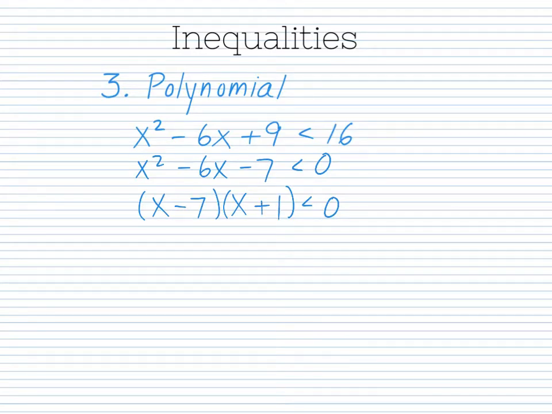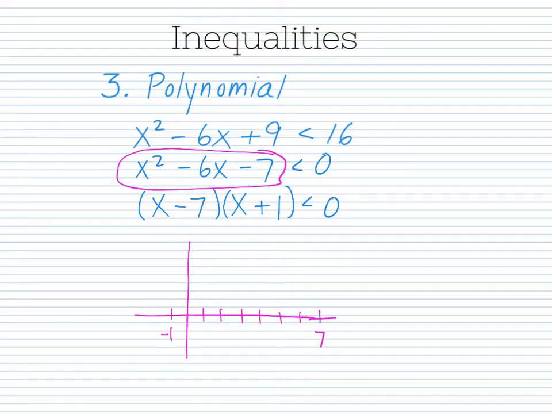Now, we've got some options. We could do test values. We can do sign charts on a number line. But here's what I encourage you to do. This is a parabola. This parabola crosses the x-axis at 7 and negative 1. Right, because the factors are x minus 7, so one of my solutions is 7. X plus 1 has a solution of negative 1.